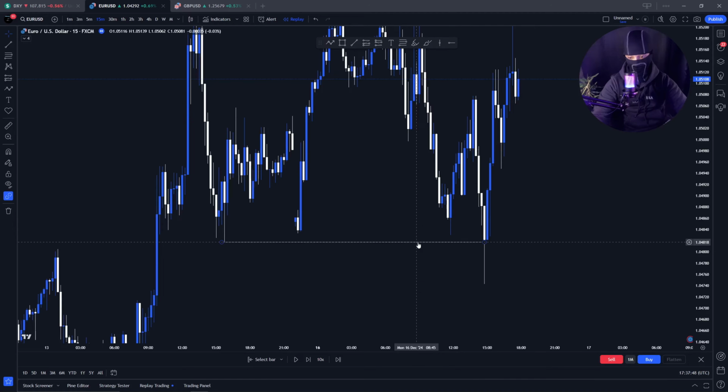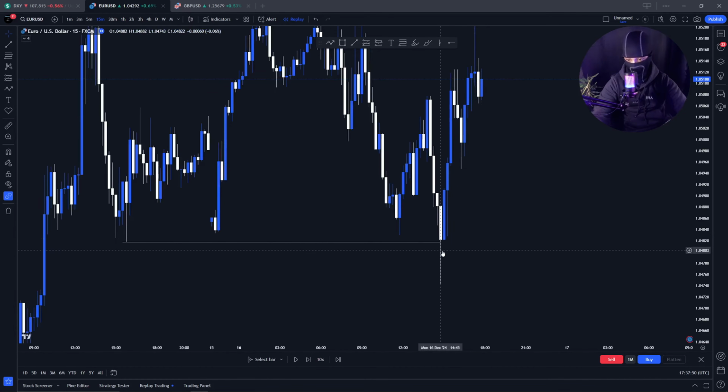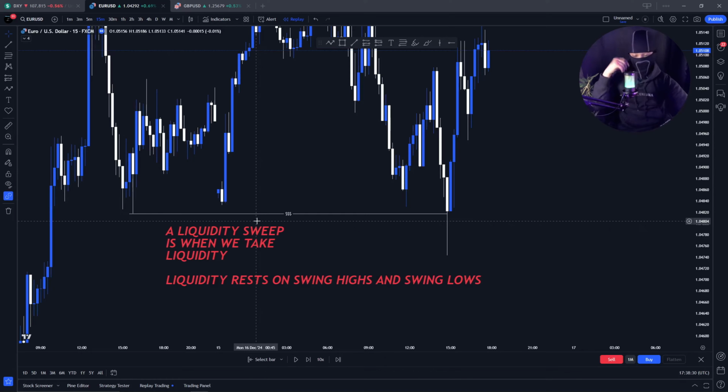This is not a breaker structure. Why? Because the candle body failed to close below this swing low. So this is indicating to me that it's not a breaker structure, and instead it's indicating to me that it's a liquidity sweep. You guys make a note of that. A liquidity sweep is when we take liquidity.